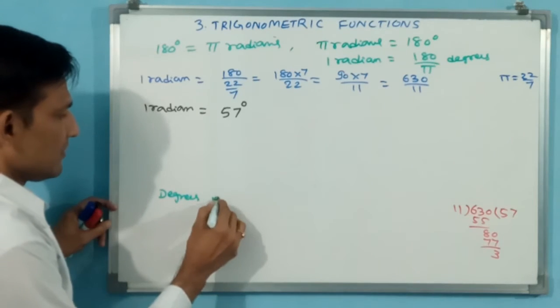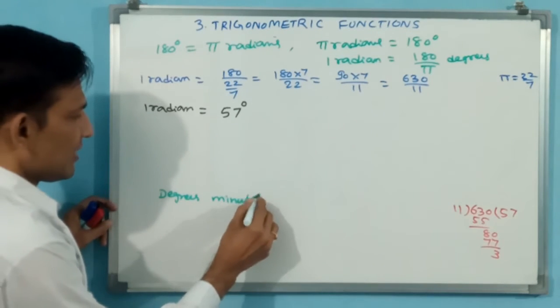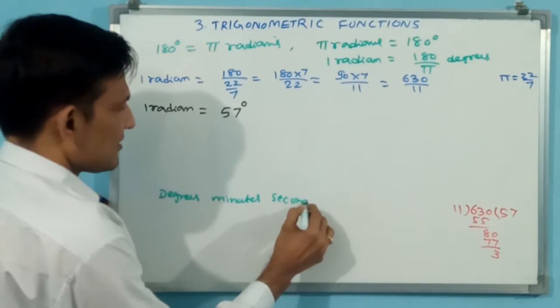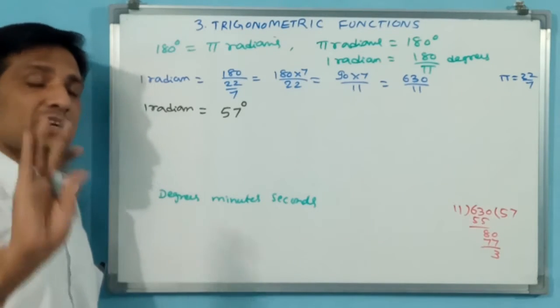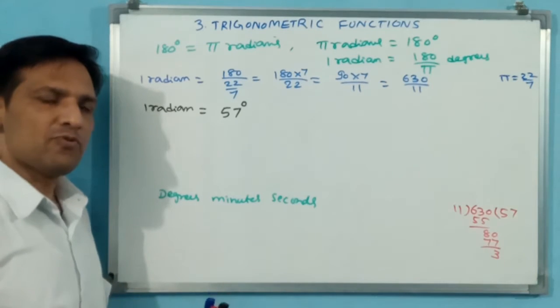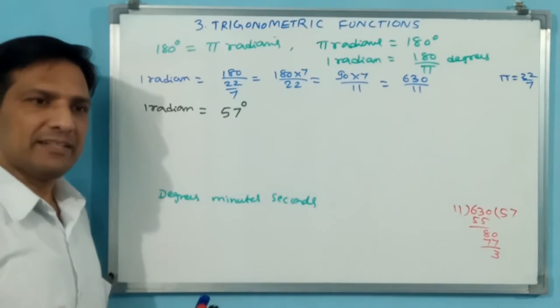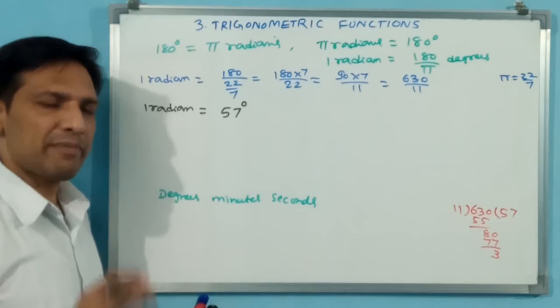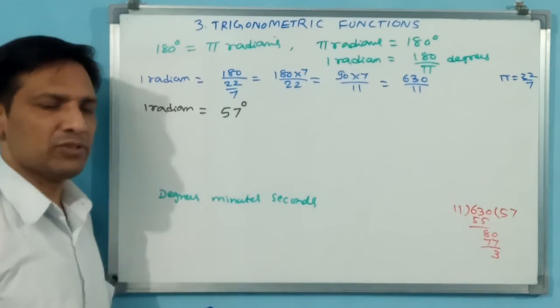Degrees, minutes, seconds. Radians only 1 radian. 2 pi by 3, pi by 4, pi by 2, pi, 2 pi, 3 pi, 6 pi by 7, 7 pi by 4, all those are radians only.